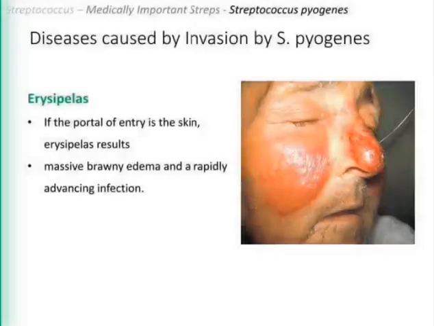This is caused by invasion of S. pyogenes. Erysipelas: if the portal of entry is the skin, erysipelas results, with massive brawny edema and a rapidly advancing infection.